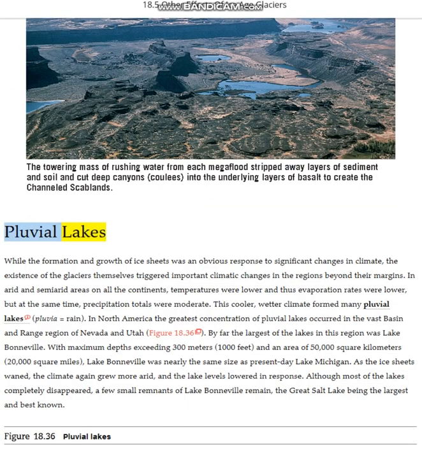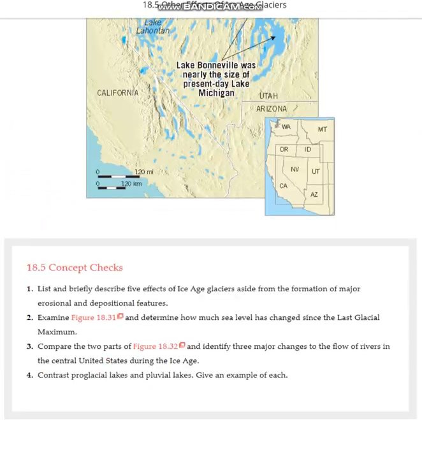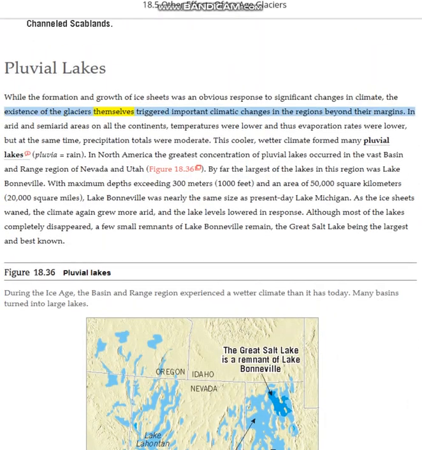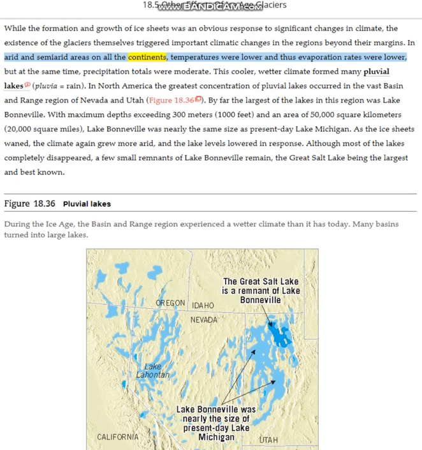Pluvial lakes. While the formation and growth of ice sheets was an obvious response to significant changes in climate, the existence of the glaciers themselves triggered important climatic changes in the regions beyond their margins. In arid and semi-arid areas on all the continents, temperatures were lower and thus evaporation rates were lower, but at the same time, precipitation totals were moderate. This cooler, wetter climate formed many pluvial lakes.